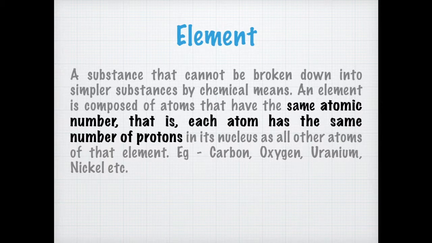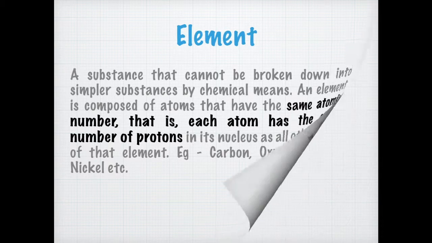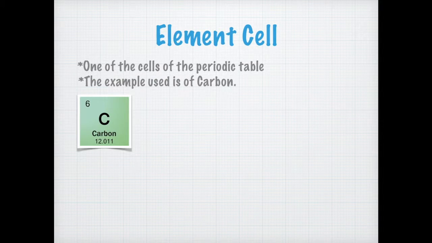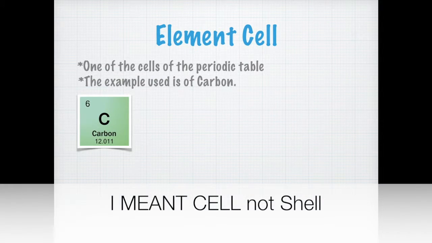So the number of protons defines the name of the element and the properties of the element. An element is basically a type of atom. Just remember it that way. All atoms of an element have the same properties and the same number of protons. So now let's move on to a cell of the periodic table.